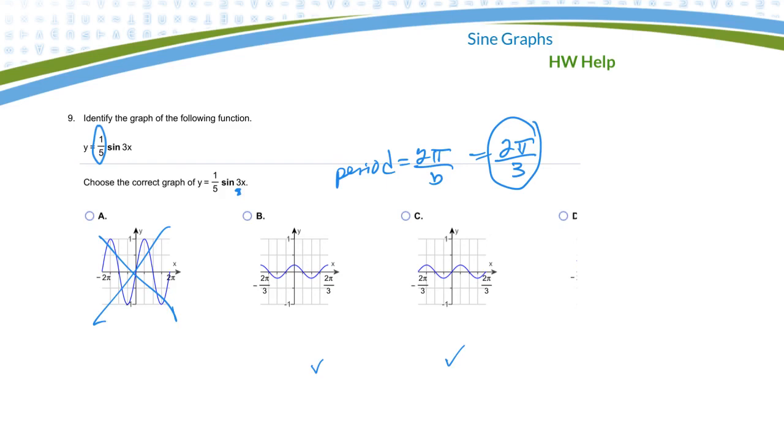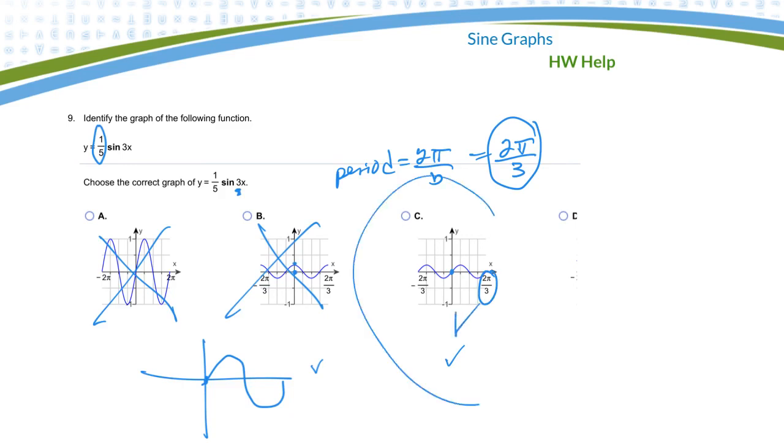Oh, now this is a sine graph. Sine graphs are supposed to start right there and go up. This one didn't start there, it started up high, not that one. This one started where it should, and it repeated itself in 2 pi over 3. That's the one right there. There was a D too, but I like C.